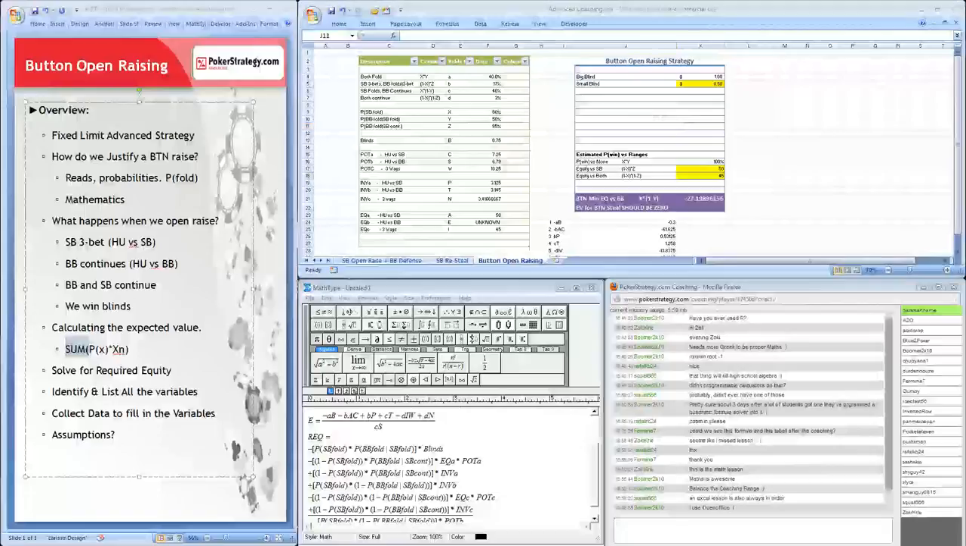But we've got some more information that we want to put in. In particular, we want to put in our opponent's range sizes. In fact, we want to know the rake too. Let's put in the rake. Let's say it's 4%.